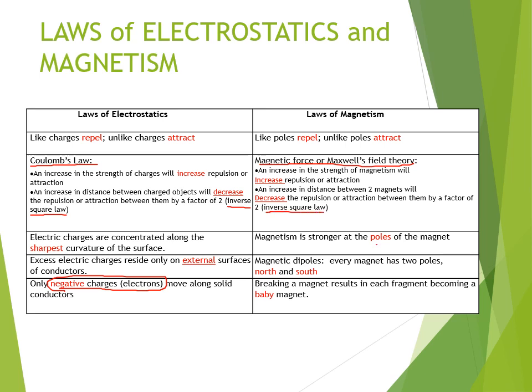Magnetism is stronger at the poles of a magnet. The magnet has two poles, north and south, called magnetic dipoles. And if you break a magnet, each fragment becomes a baby magnet.